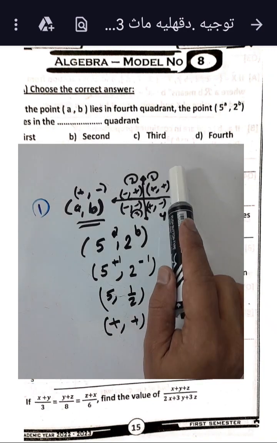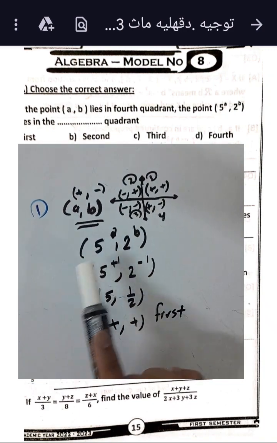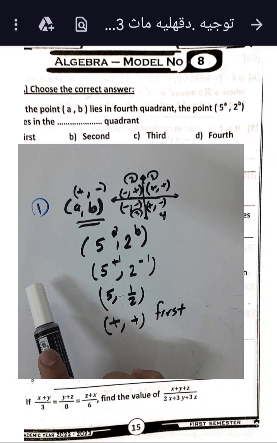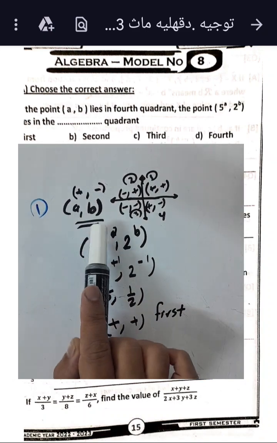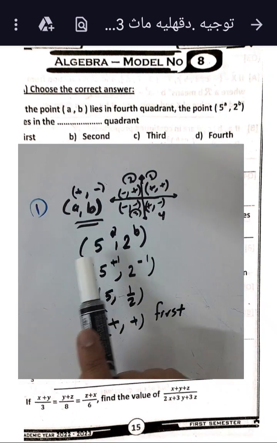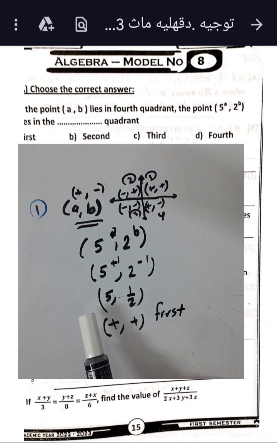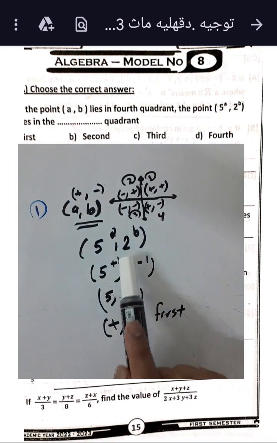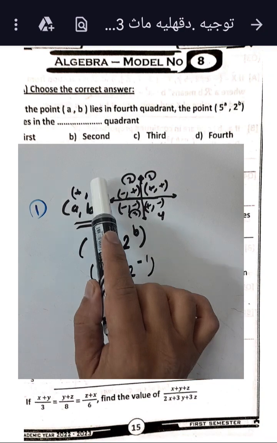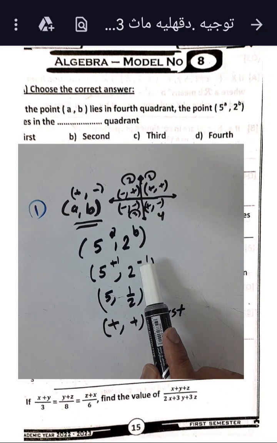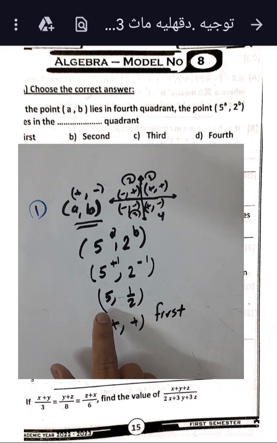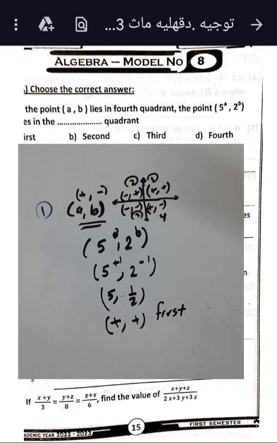We know the first, second, third, and fourth quadrants. The signs in the first quadrant are positive and positive. Then the sign of a will be positive and the sign of b will be positive. Then 5^a will be positive. Let a equal 1, then 5^a equals 5. Let b equal 1, then 2^b equals 2. The signs here are positive and positive. Positive and positive lies in the first quadrant, choose letter A.